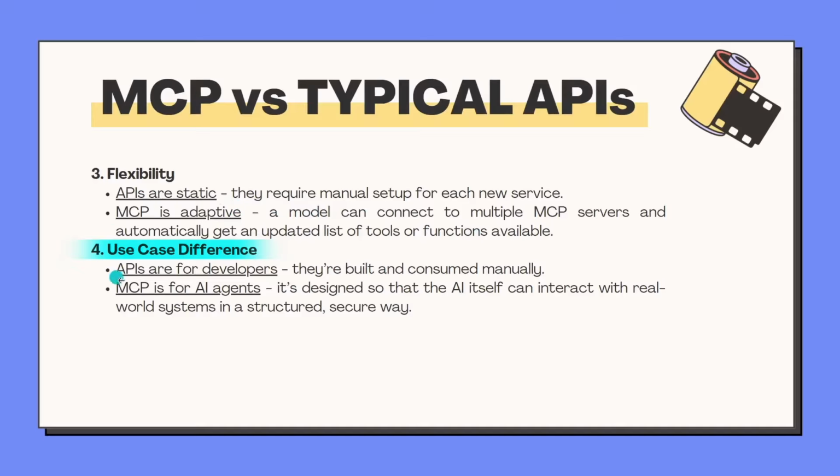And last but not least, we've got the use case difference. APIs are for developers. They are built and consumed manually. MCP is for AI agents. It's designed so that the AI itself can interact with real-world systems in a structured, secure way. So MCP is an upgraded version of API.